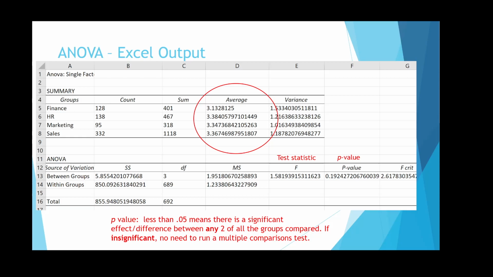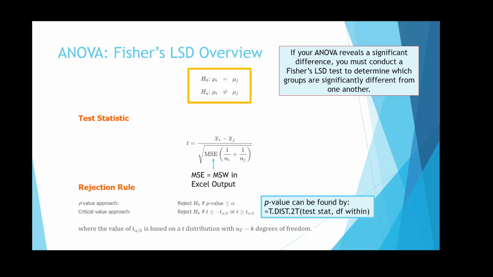But if you did find that there was a significant difference, so if your p-value was less than 0.05, then you would need to proceed and do the multiple comparison test to figure out where the differences lie. So we're going to proceed and do that multiple comparison test anyway, just to show you how to do it. So Fisher's LSD, this is straight from QBA 283 if you took my class.